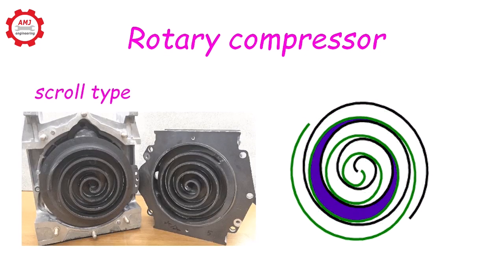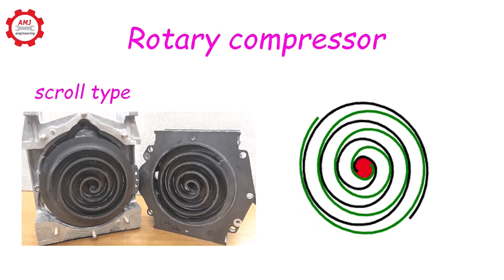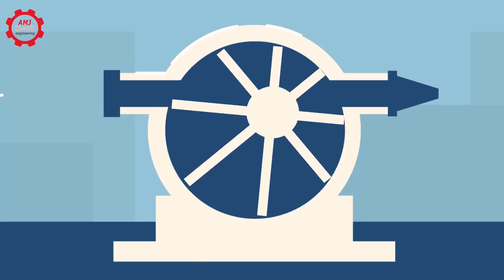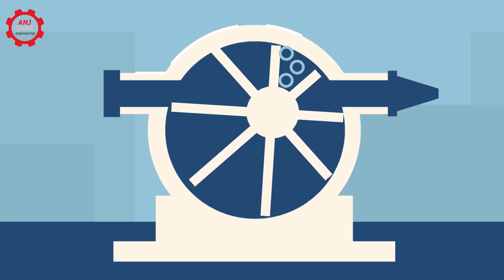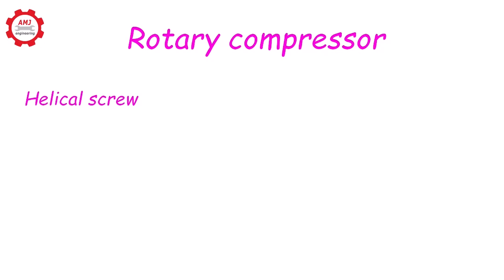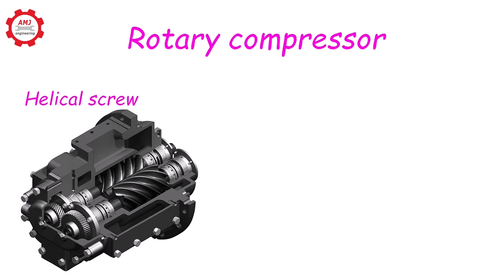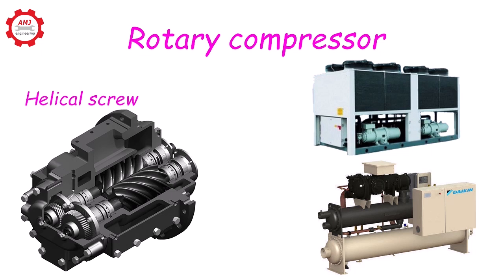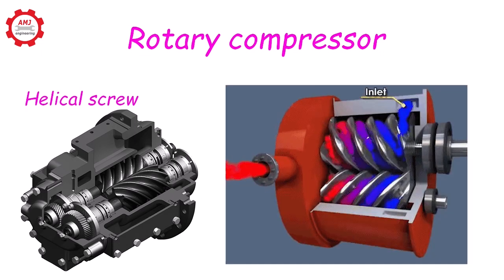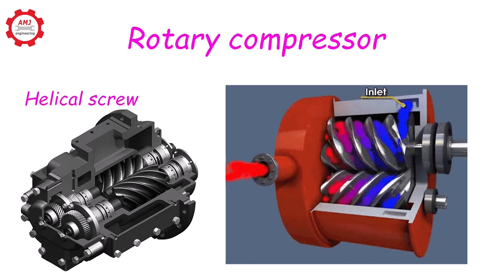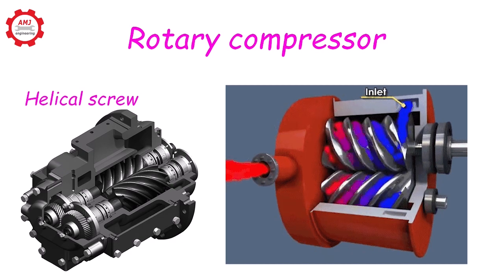The third type is the rotary compressors, which could use one of the following: scrolls, rotating vanes, or helical screw. The helical screw is the more common type. They are used on both air and water-cooled chillers. These chillers are typically available in 70 to 400 tons of refrigeration. Screw compressors work by using two interlocking rotating helical rotors to compress the refrigerant.